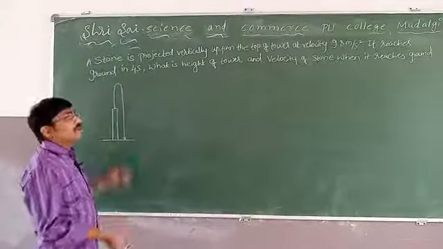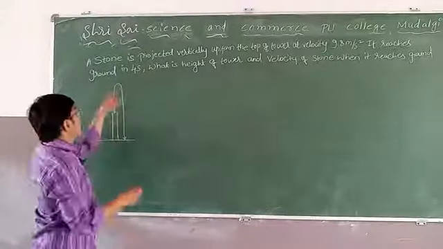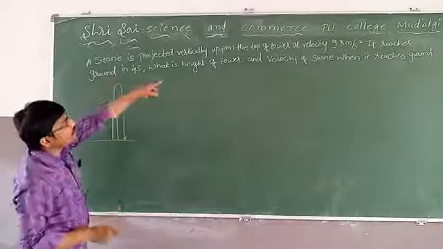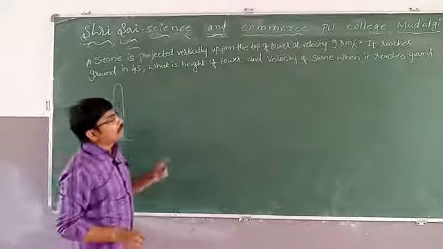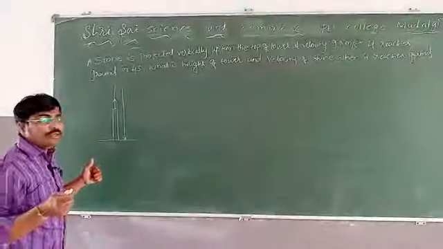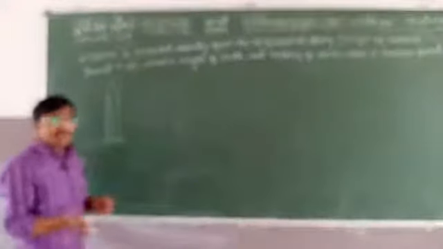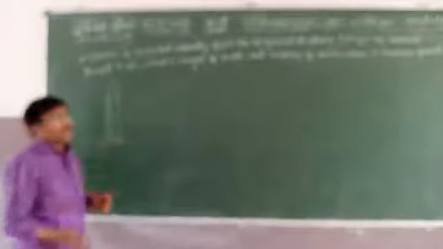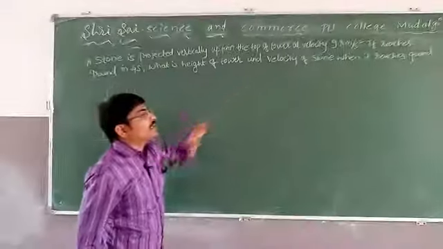They throw a stone vertically up in this direction from the top of the tower. With the velocity, how much velocity? Initial velocity 9.8 meter per second. How much velocity did they use to throw that stone? 9.8 meter per second square.